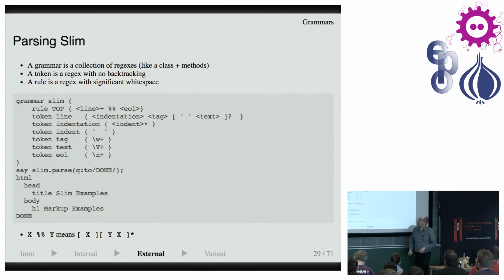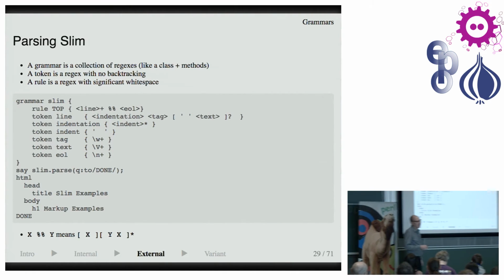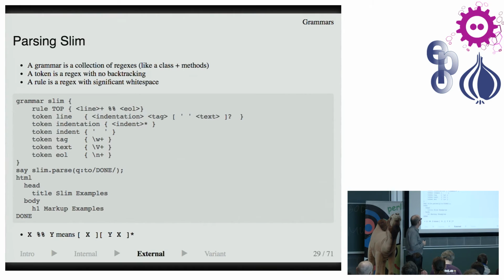Okay, so parsing a language. This is going to be a little bit of an overview, and you can refer to the documentation for more details about how some of these things work. So essentially, Perl 6 has grammars. They're first-class objects in Perl 6. Declaring a grammar is kind of like declaring a class, except instead of declaring methods, you have regular expressions which are associated with the grammar.